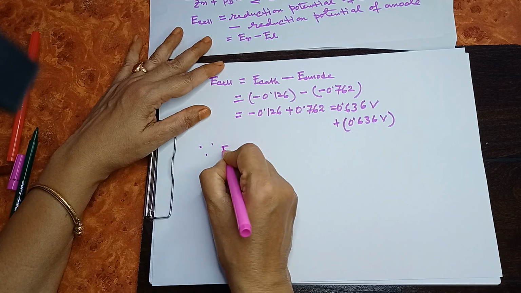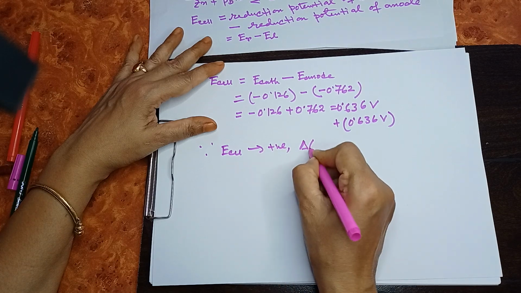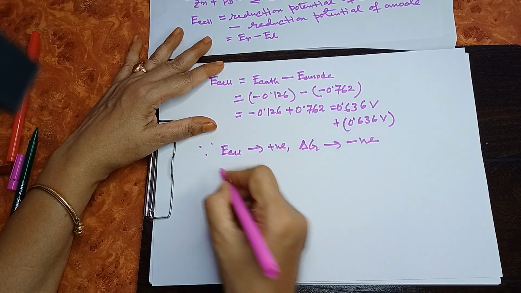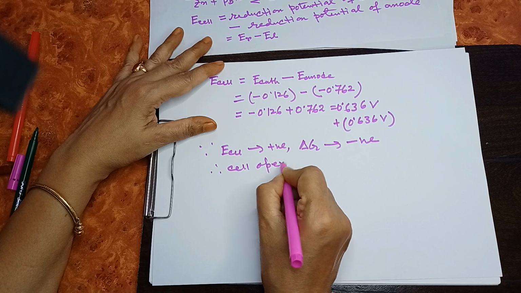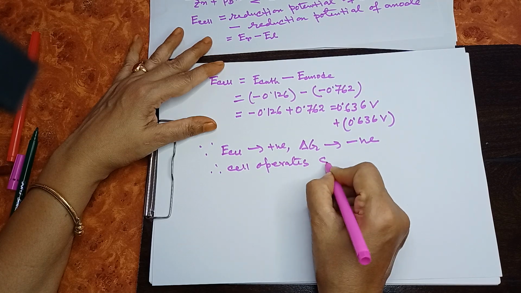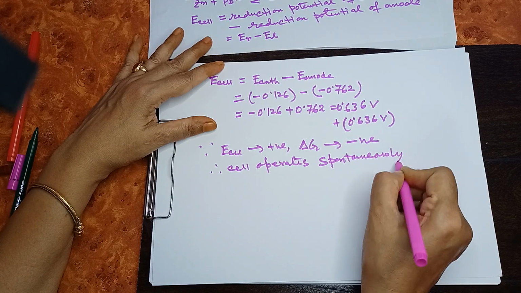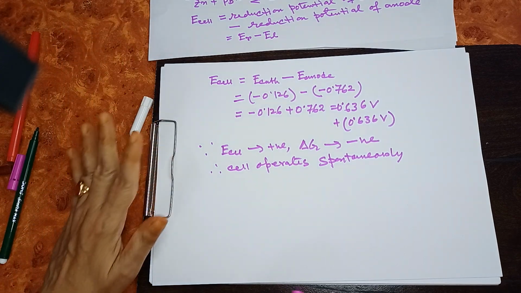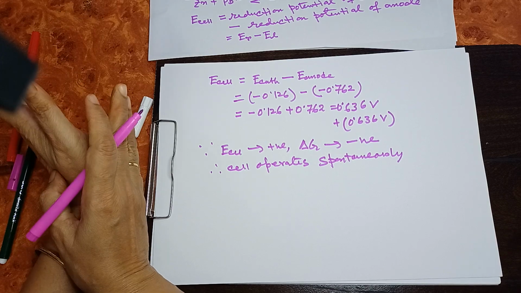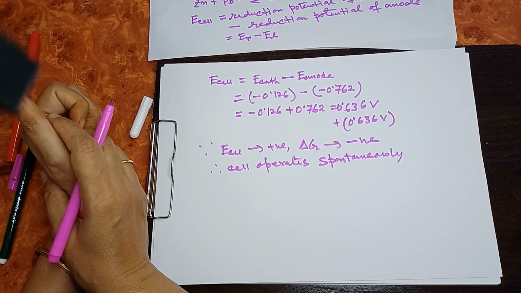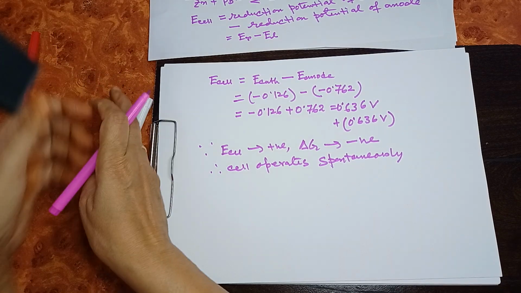Since E cell is positive, then delta G must be negative. So, the cell operates spontaneously. Okay. So, what we have observed is that in the galvanic cell, the criterion of spontaneity, whether the cell will operate spontaneously or not, is that the EMF of the cell must be positive. Hope you have understood. Thank you.